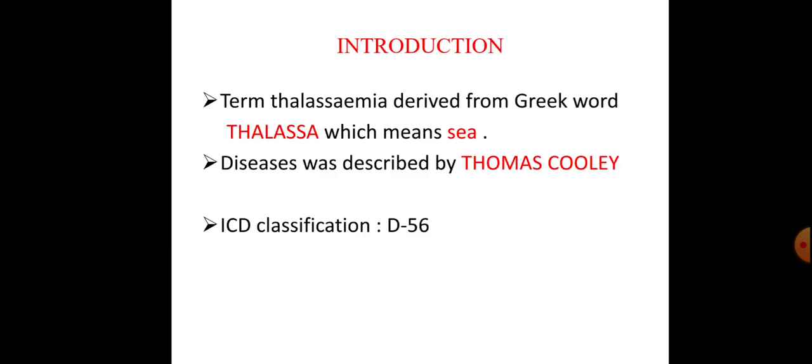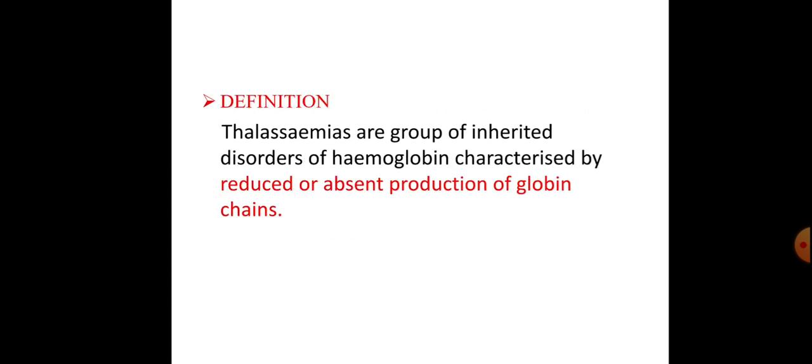Coming to the introduction of thalassemias, the term thalassemia is derived from the Greek word thalassa, which means sea. This disease was described by Thomas Cooley, and its ICD classification is D56. Definition of thalassemia: thalassemias are a group of inherited disorders of hemoglobin characterized by reduced or absent production of globin chains. So this is about globin chain deficiency.